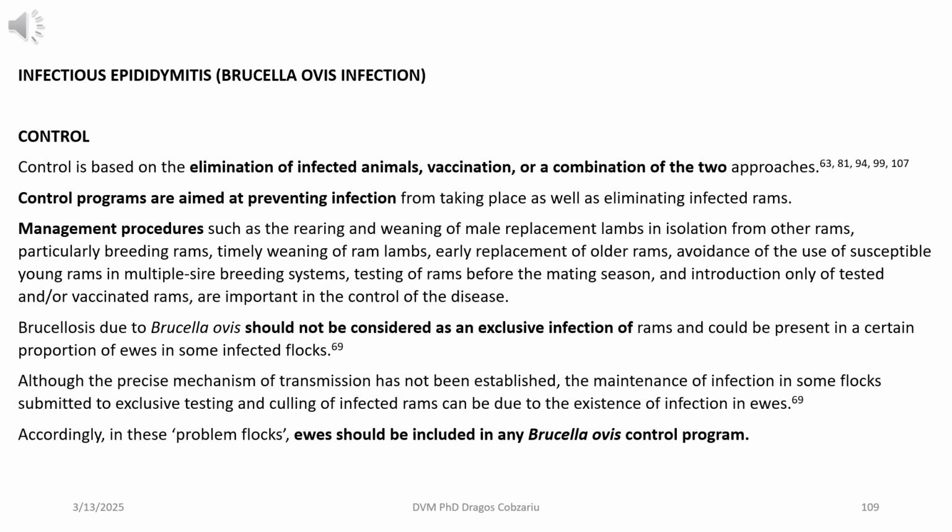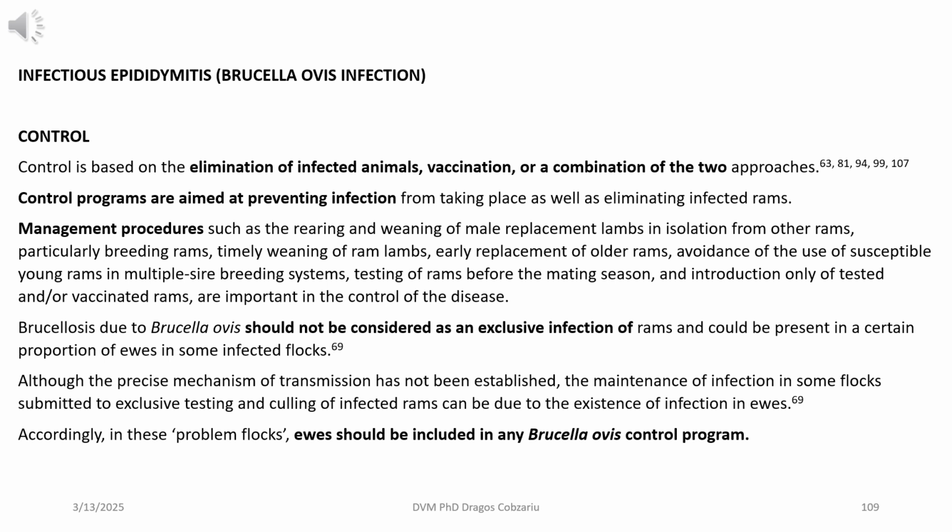Control programs are aimed at preventing infection from taking place as well as eliminating infected rams. Management procedures such as the rearing and weaning of male replacement lambs in isolation from other rams, particularly breeding rams, timely weaning of ram lambs, early replacement of older rams, avoidance of the use of susceptible young rams in multiple sire breeding systems, testing of rams before the mating season, and introduction only of tested and/or vaccinated rams, are important in the control of the disease.